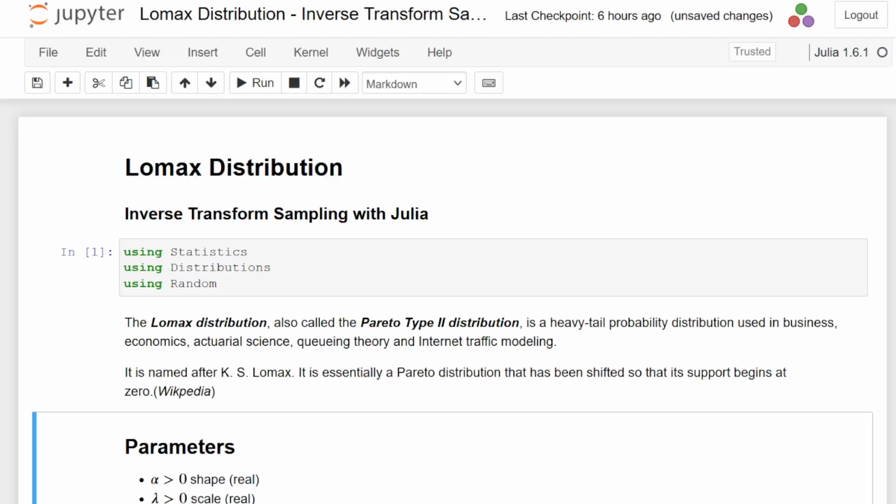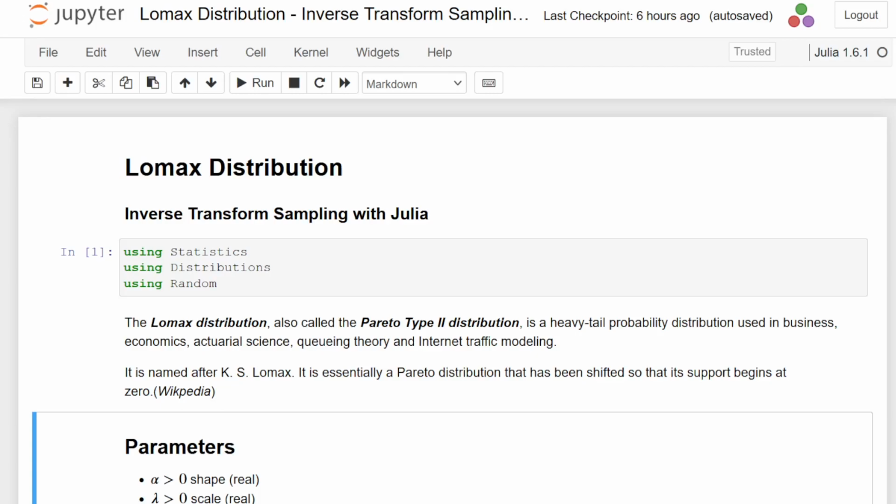Okay, in this presentation we are going to look at the Lomax distribution. This is also known as the Pareto type 2 distribution, and that is a heavy-tailed probability distribution that is commonly used in business, economics, actuarial science, queuing theory, and internet traffic modeling. Essentially it is a Pareto distribution that has been shifted so that its support begins at 0.